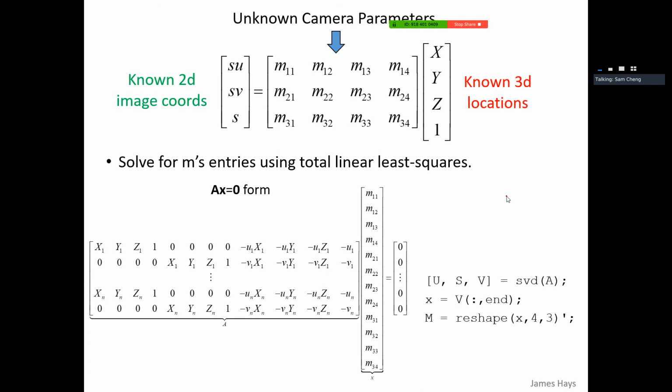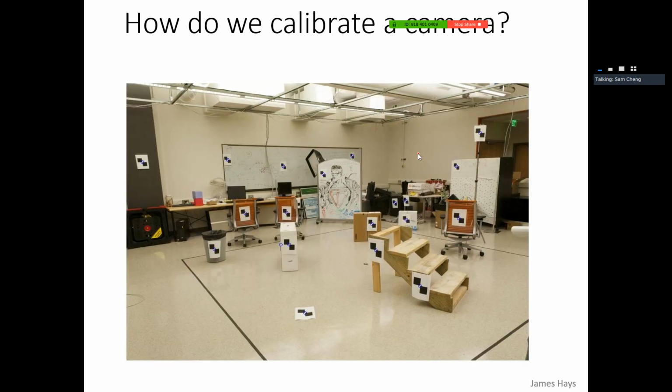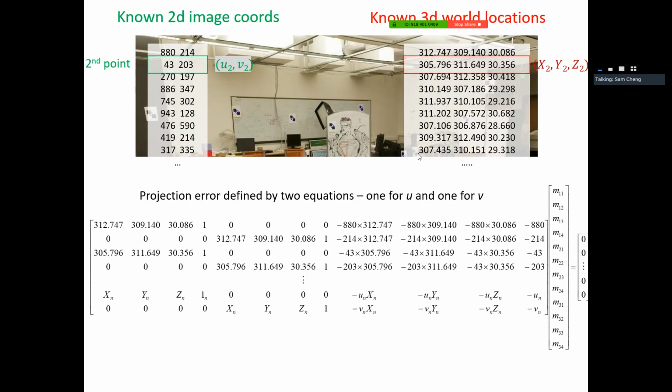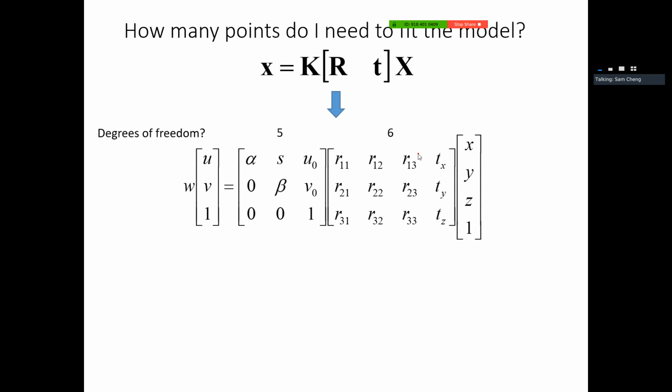Then of course after you do SVD, you just find the singular vector with the minimum singular value, and that will be the corresponding M vector. Then you just rearrange, and you can get back the M matrix here. So once you get that, you can potentially decompose it back, to try to find these values of R and T here.